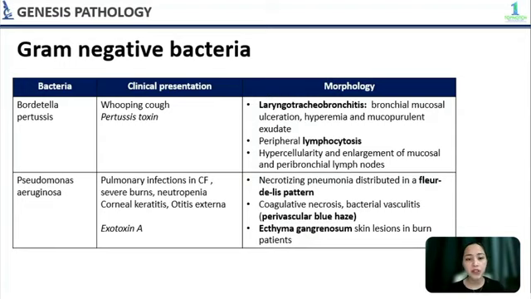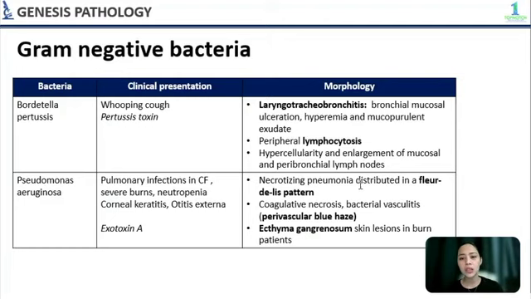Gram-negative bacteria, we have Bordetella pertussis, which is the cause of whooping cough, okay? This is one of those bacterial infections where the response of the body is lymphocytic. So remember that. We also have Pseudomonas aeruginosa, which is an important cause of pulmonary infections among cystic fibrosis patients, those with burns, neutropenia, and also a cause of corneal keratitis and otitis externa. It has an important exotoxin A, okay?